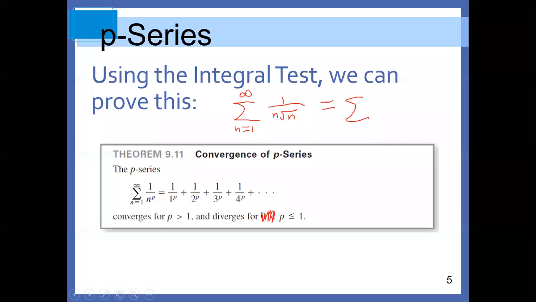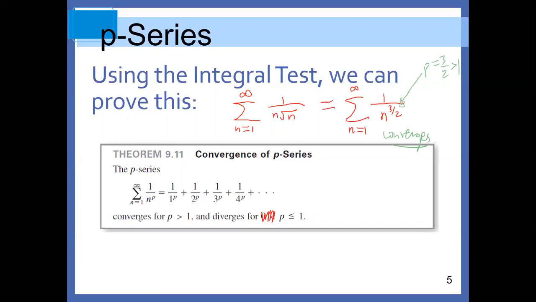So in this case, the claim is that this thing actually will converge, because what's the power on n once we do a little bit of algebraic manipulation here? Yeah, because it's n to the 1 times n to the 1/2, which is n to the 3/2. So this is a p series, and our p here is 3/2, which is greater than 1. So this thing converges. And we don't know what it converges to necessarily.